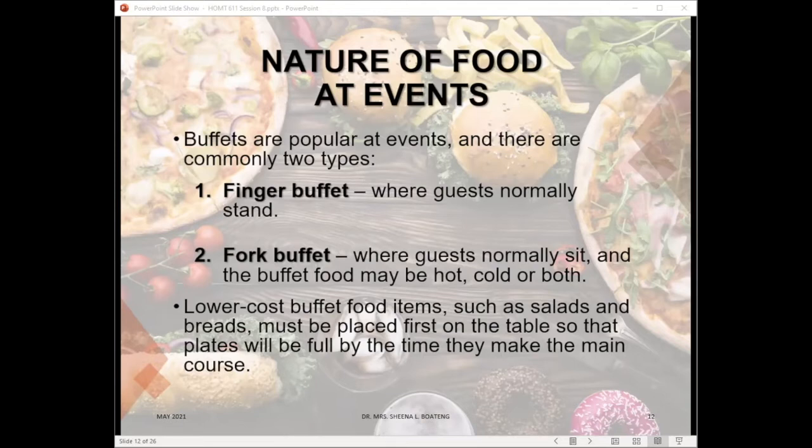So low-cost buffet items could include salads and breads, which we realize are also very common in Ghanaian buffets, right? As well as the rice dishes and the chicken dishes, which are also very common because of their low cost. And you notice that these low-cost items are often placed first on the table. And the high-cost items are often placed last, or they will be available, but in limited quantities, such that once the high-cost items are finished, they are finished.